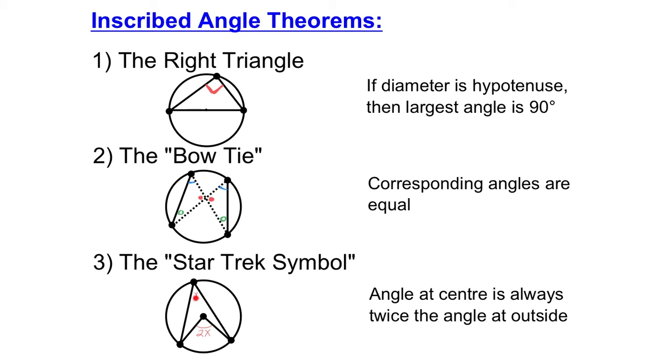So if this angle in here is x, this angle at the center, the subtended angle in here, is twice that, 2x. So if this was 10 degrees in here, this would be 20 degrees out here, etc. Okay, so these are patterns that you should be familiar with if you ever see them in a circle.